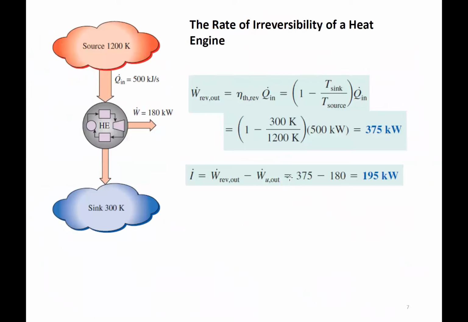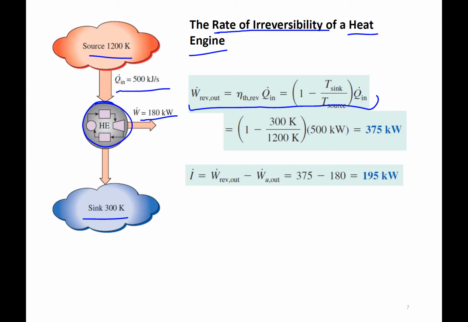All right, so here's an example of the rate of irreversibility from a heat engine. We have our heat engine. They gave us the work they're actually getting out, the heat we're putting in. We have the source temperature and the sink temperature, right? And then we're going to create this equation right here.